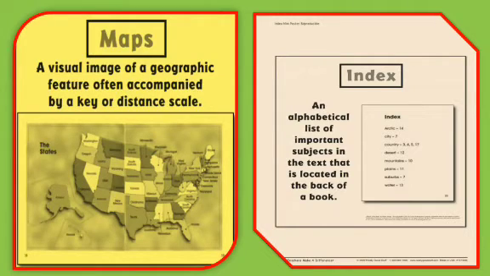Okay, we have the index. But what is the index? If you look at the information, it is an alphabetical list of important subjects in the text that is located in the back of the book. So where are we going to find it? In the back of the book. For example, we have the index here, and we can find important topics, for example, country, desert, mountains, plains, suburbs, water, etc. Okay, let's continue.